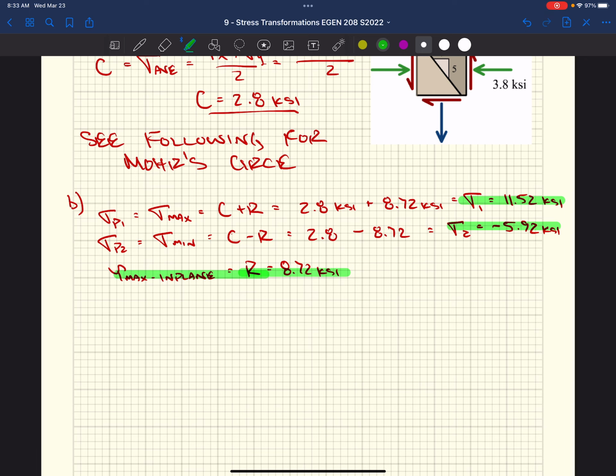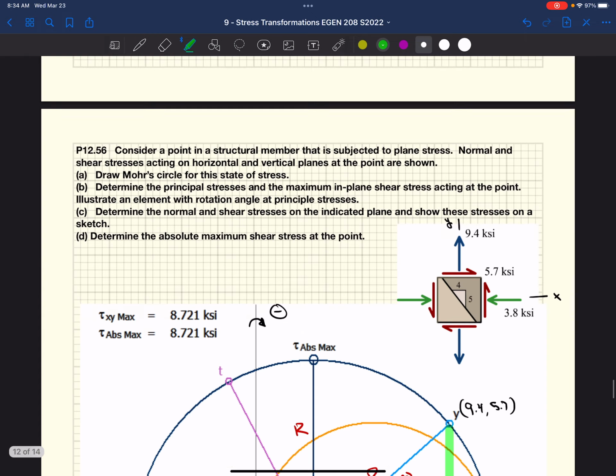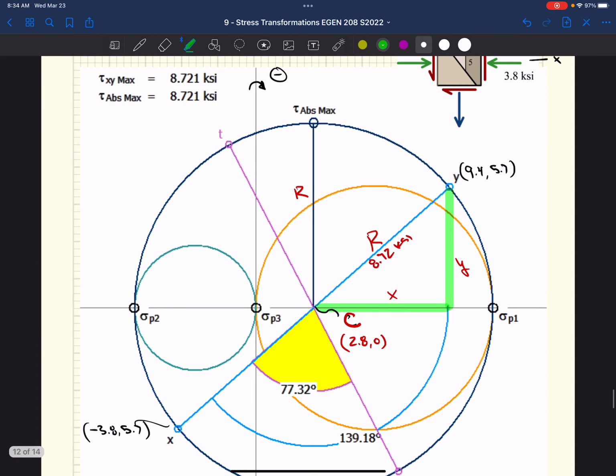Next, they asked us to illustrate on a stress block the principal stresses. If we were going to illustrate on a stress block the principal stresses, what's one more thing we need to know off a Mohr circle to do that? The angle, right? How far we need to rotate our current stress element state, the one that they gave us, to our new stress state, which are our principal stresses, in order to depict that.